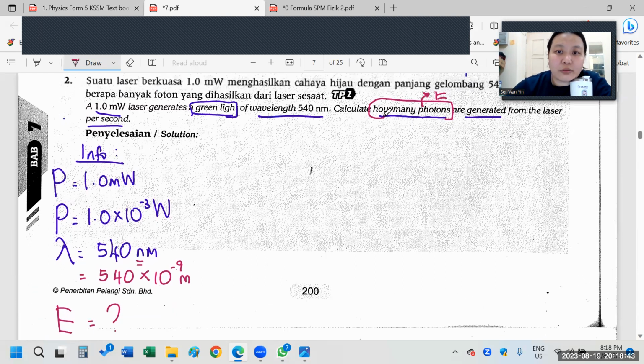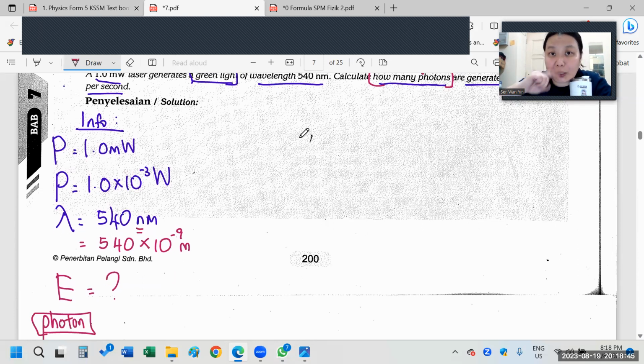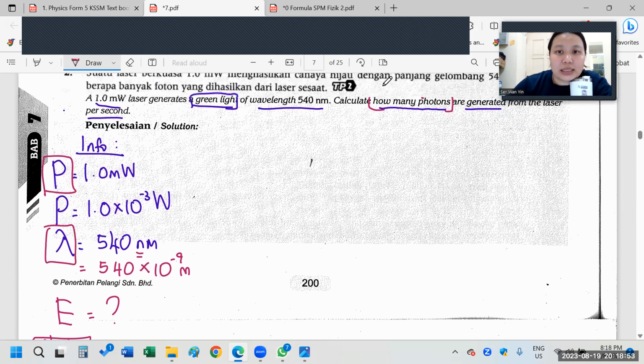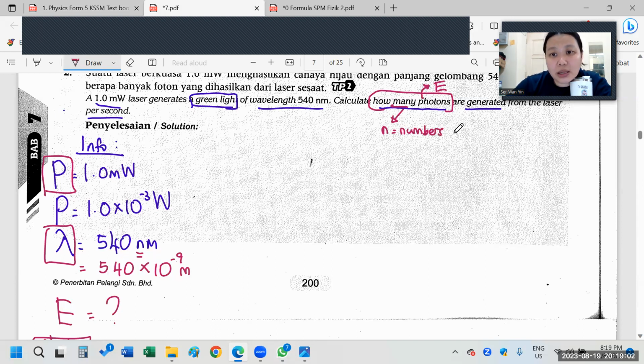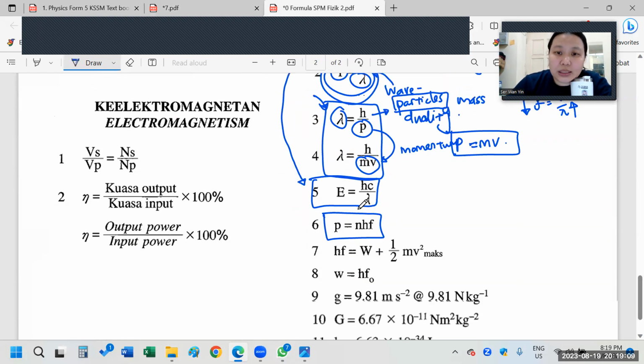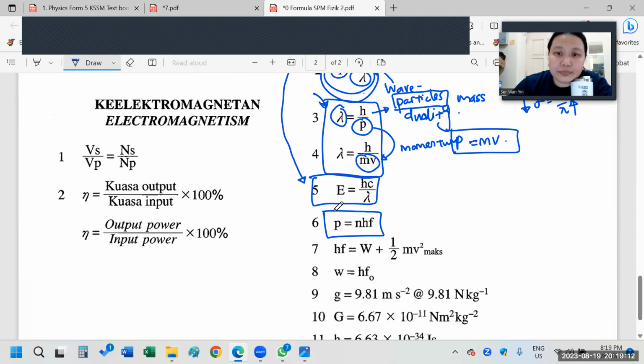So correct. Photon. So we want to find the number of photons. So what is the formula we can use? See, we have power, we have lambda, and then they ask for how many. How many actually means n. This n refers to the number of photons. How many photons? How many? Alright, so normally we can use this one. P equals to nhf.